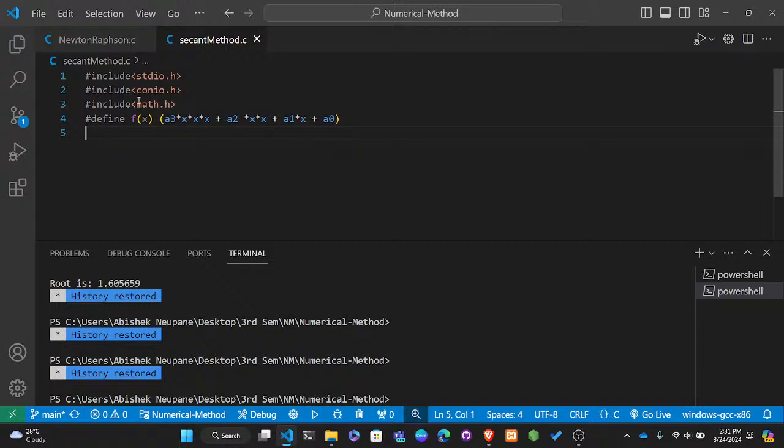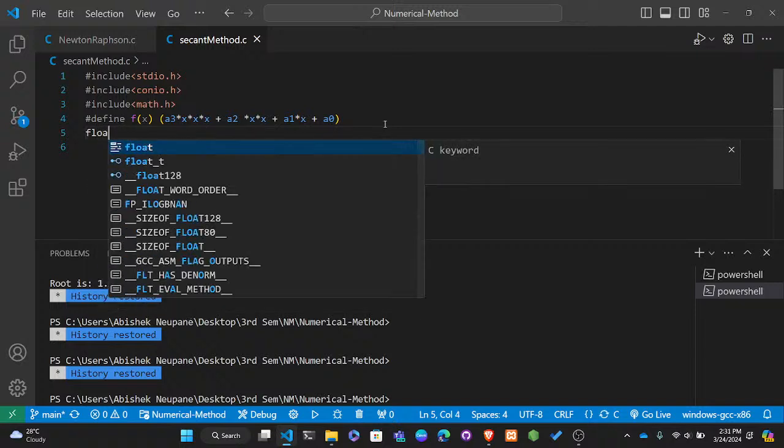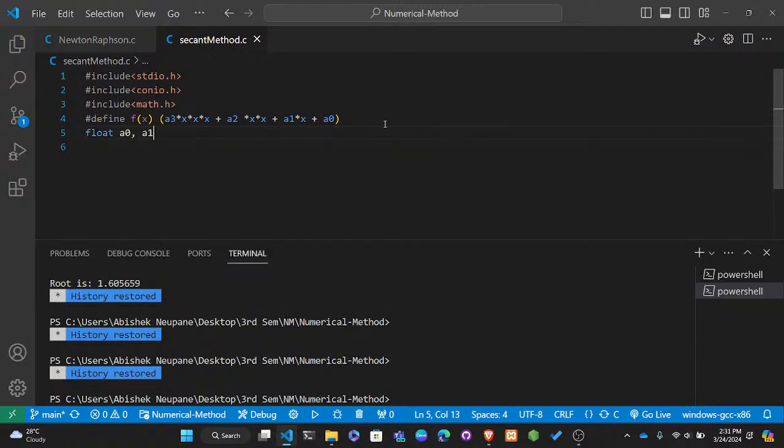So let's declare global variables, since we are declaring the coefficients a3, a2, a1 and a naught. Let's give them as float a naught, a1, a2, a3. Okay, now let's start the program.